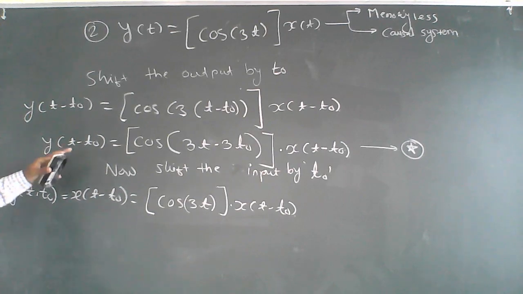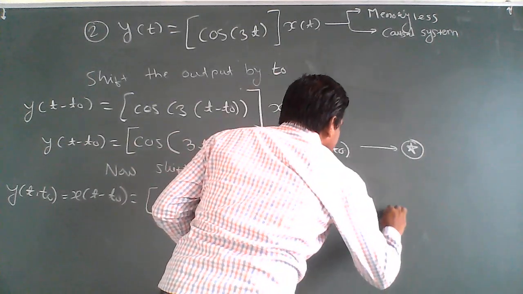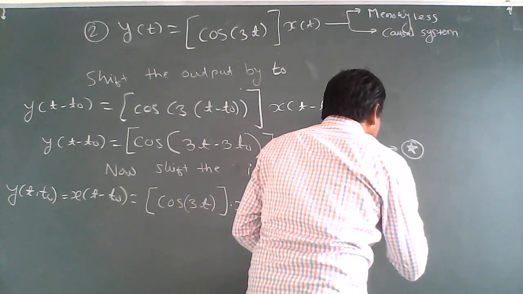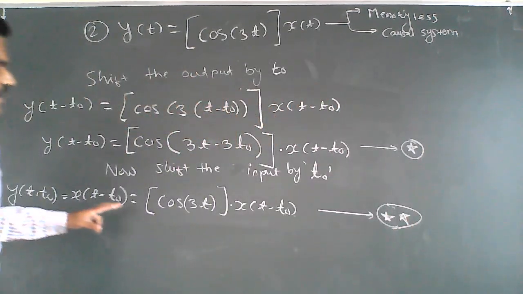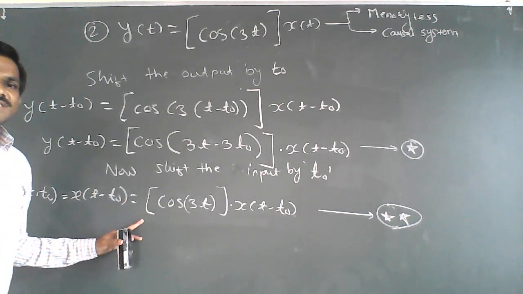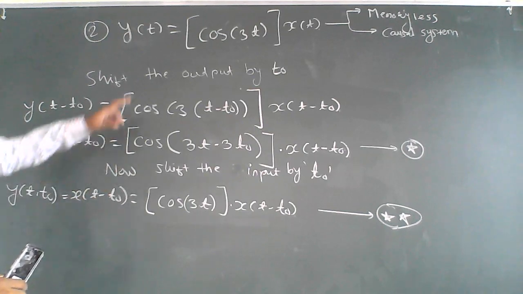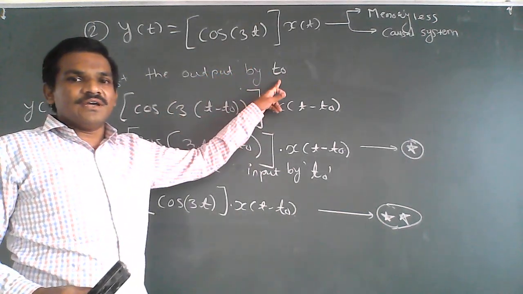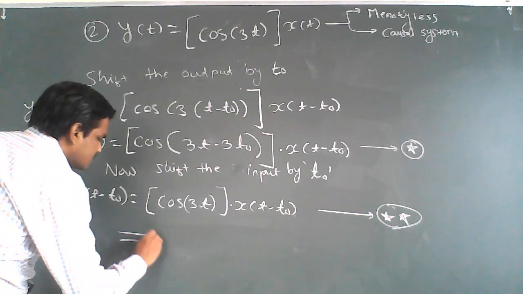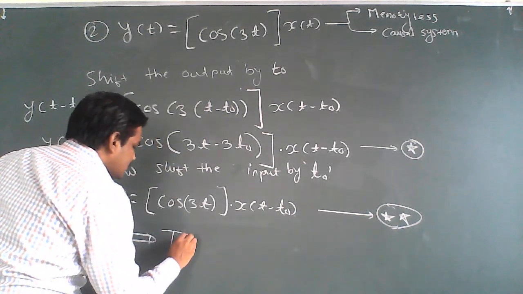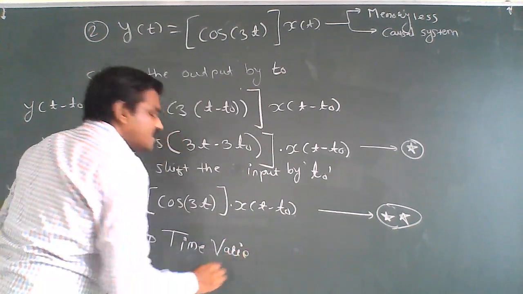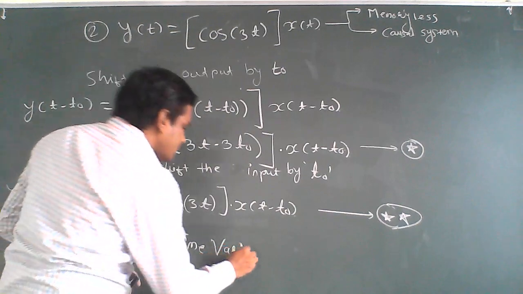Fine. Now when you look at these two equations, that is equation number 1 star and equation number 2 star, you will identify that these two equations are not similar. That means that a shift at the output doesn't result in the shift at the input. This implies that this system is time variant.